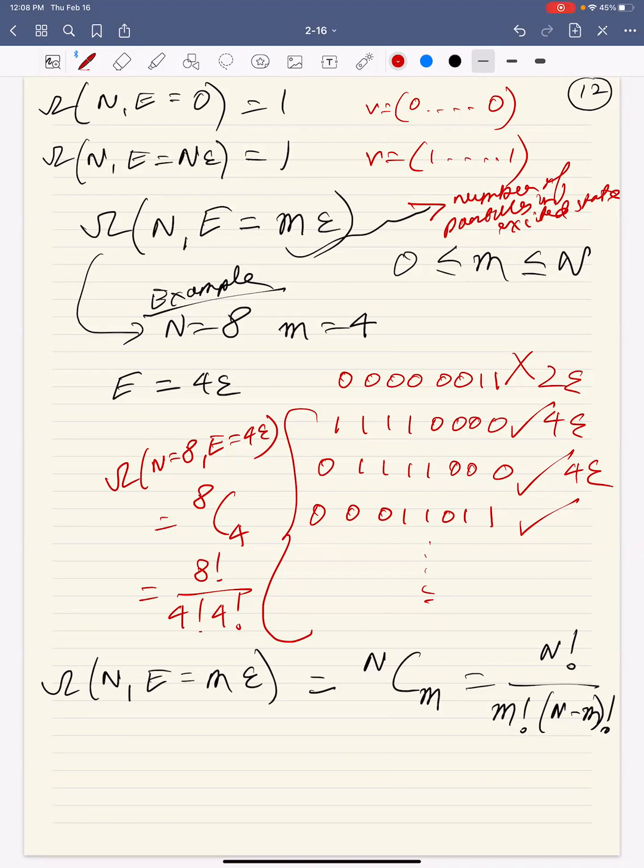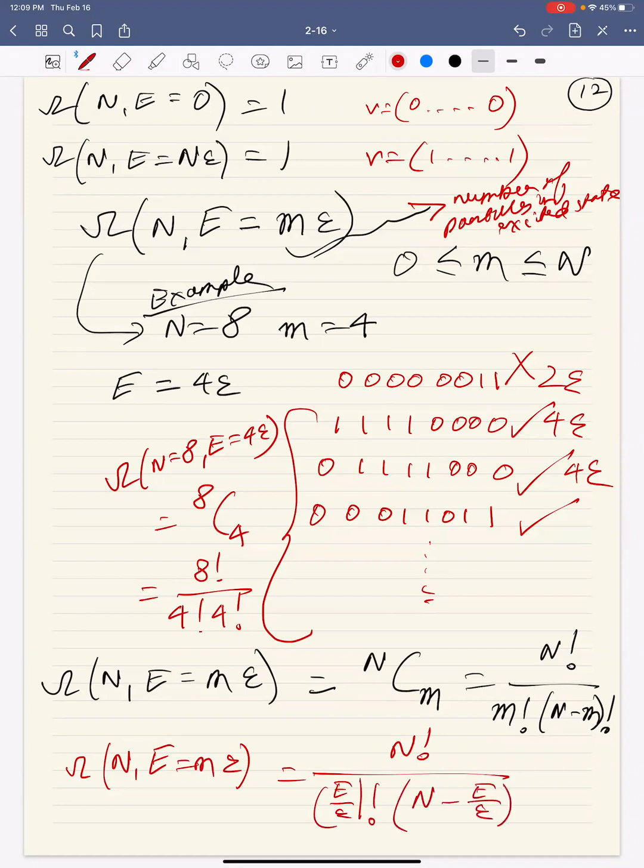So I just showed you that omega of N, E equal to M epsilon is equal to N factorial divided by M factorial divided by (N minus M) factorial, and what is the value of M? M is E by epsilon. So it is N factorial divided by (E by epsilon) factorial divided by (N minus E by epsilon) factorial. I'm going to stop here. Next time, since we have this, now we can calculate S, right? We can do S by taking k_B ln omega.